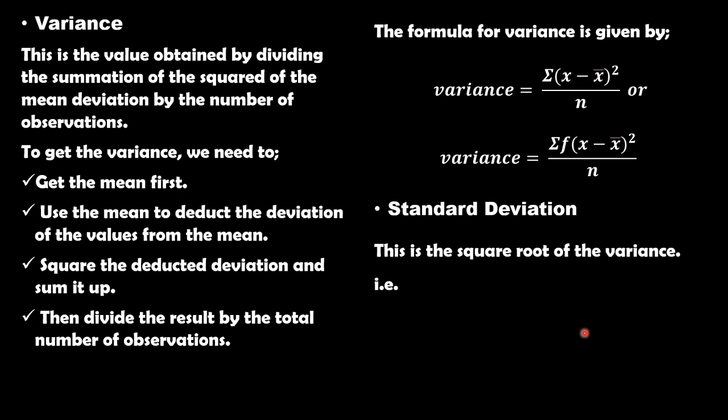This is the square root of the variance. That is, standard deviation equals the square root of variance. That means for you to get your standard deviation, first you have to calculate the variance, and once you have your variance, take the square root of it. That is your standard deviation.